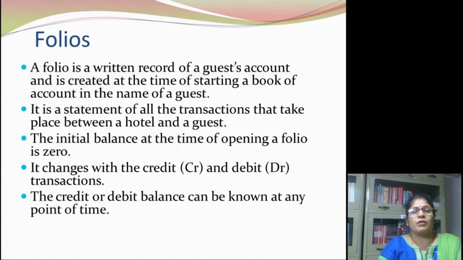A folio is a written record of a guest account and is created at the time of starting a book of account in the name of the guest. We record all the transactions in this folio of the guest, and this is the monetary transactions between the hotel and the guest. So at the time of opening the folio, the balance is maintained as zero, and as the entries go in, we put them into the columns of credit and debit. So at any given point of time, we can know from the guest folio what are the various credit and debit balances of his account.